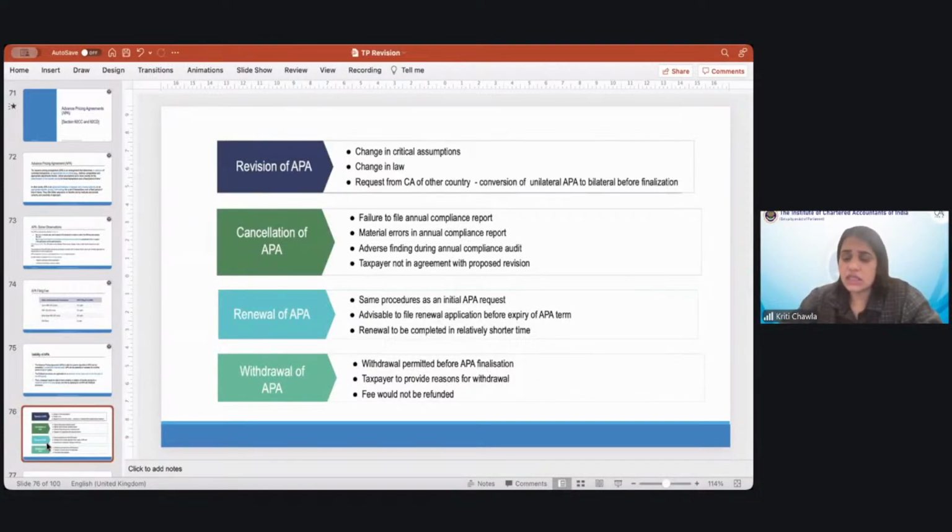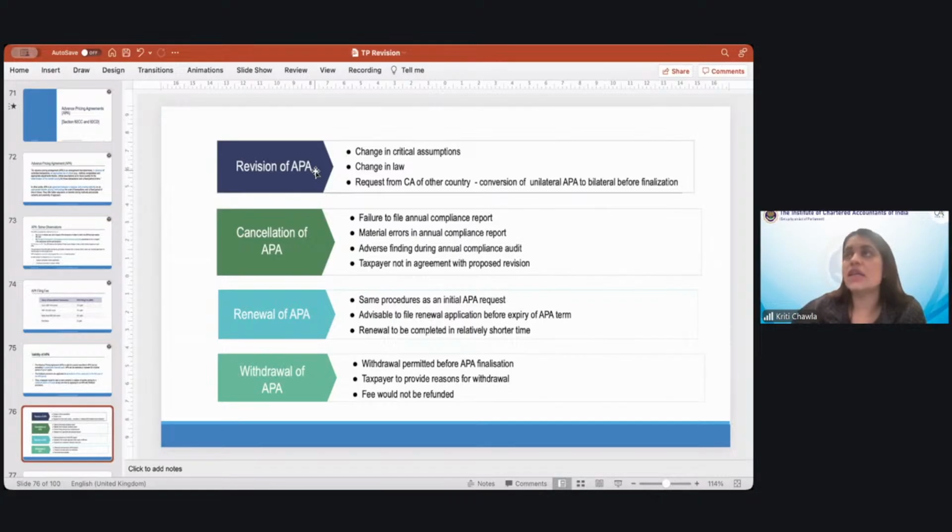Now, this is a slide where I've just mentioned about a few things which is coming from the law itself, which is revision of APA. Can the APA be revised? Well, yes, if there is change in critical assumptions, or if there is change in law, etc., then it can be revised.